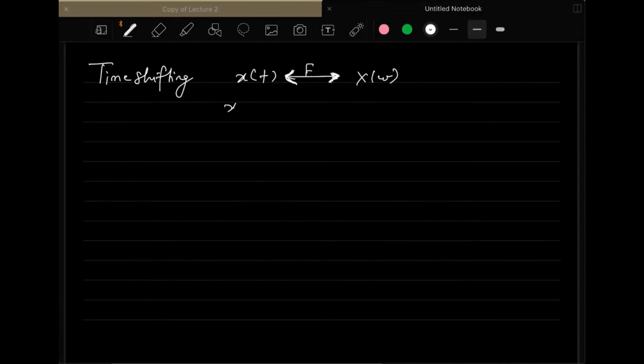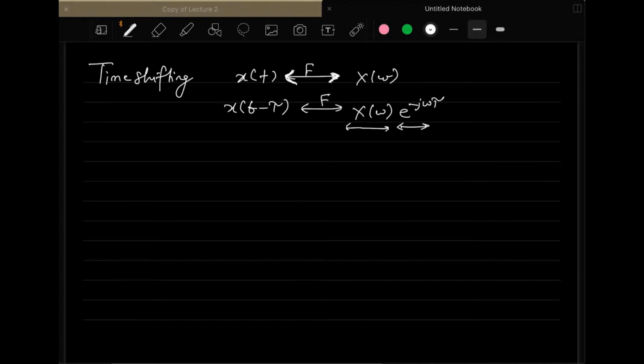If you shift by an amount of tau in the time domain, then the corresponding Fourier transform will be given by this. The magnitude of the Fourier transform coefficients will remain the same, but it will change by a factor of e to the power minus j omega tau. So this is the phase factor that is added to the Fourier transform coefficients.